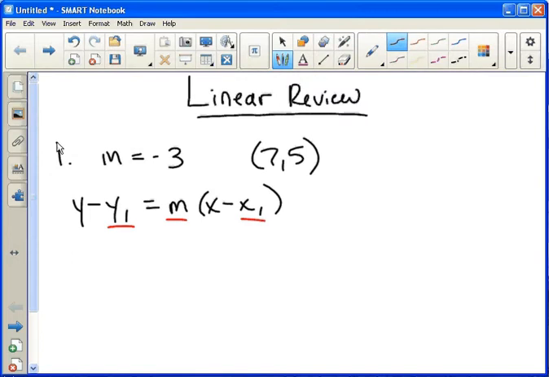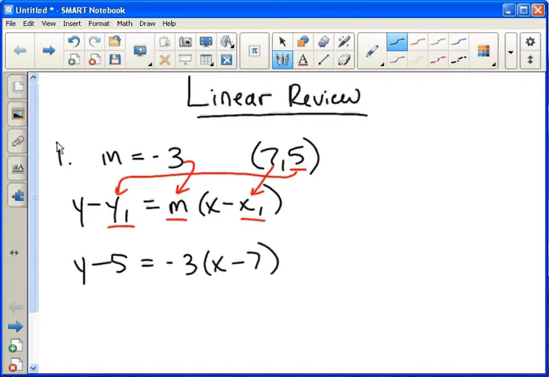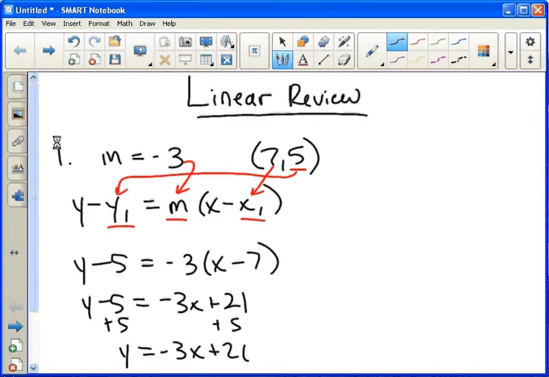y1 is our y value. Our y value is right here. m is our slope, that's right here, and then our x value goes here. So I will plug this in and have y minus 5 equals -3 times x minus 7. So I get y minus 5 equals, and I'll distribute and get -3x plus 21, and then add 5 to both sides and get y equals -3x plus 26.